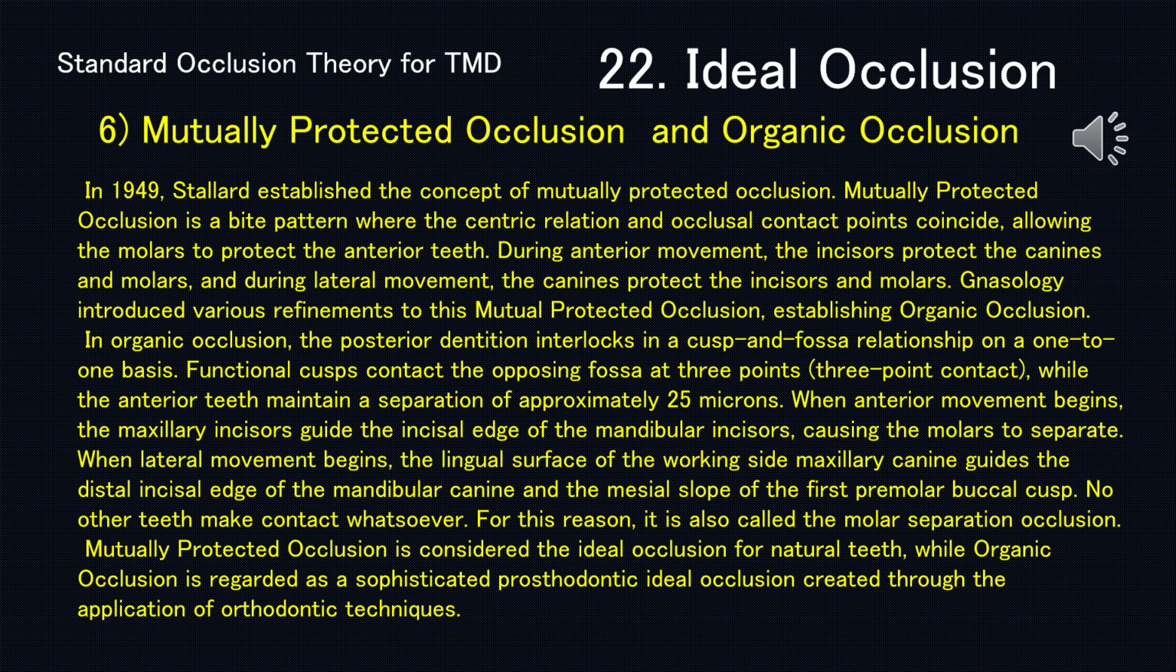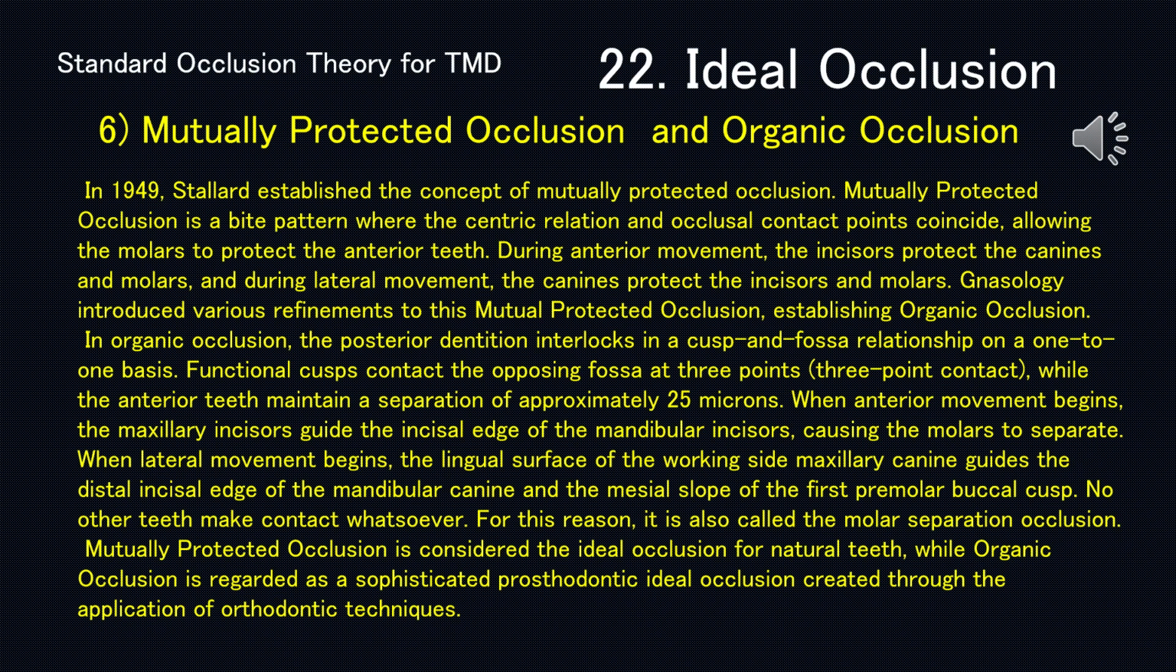Nasology introduced various refinements to this mutually protected occlusion, establishing organic occlusion. In organic occlusion, the posterior dentition interlocks in a cusp and fossa relationship on a one-to-one basis. Functional cusps contact the opposing fossa at 3 points, three-point contact, while the anterior teeth maintain a separation of approximately 25 microns. When anterior movement begins, the maxillary incisors guide the incisal edge of the mandibular incisors, causing the molars to separate.